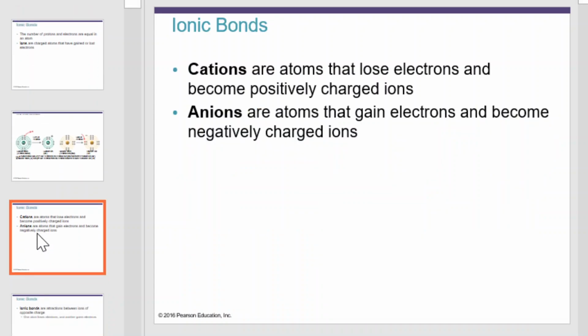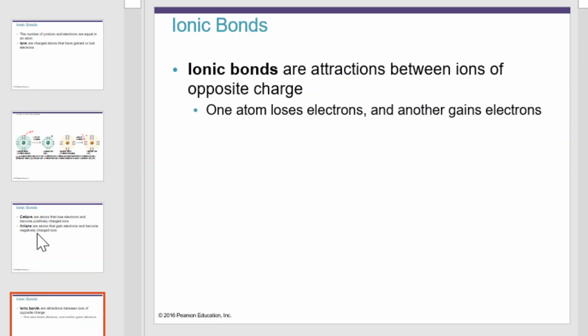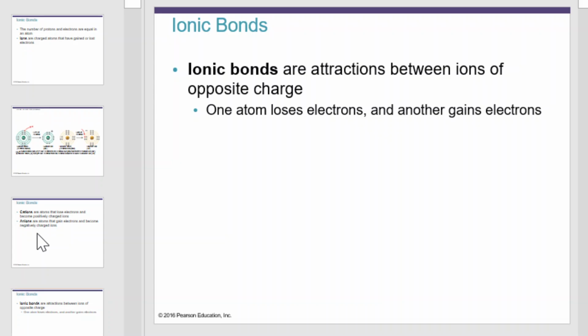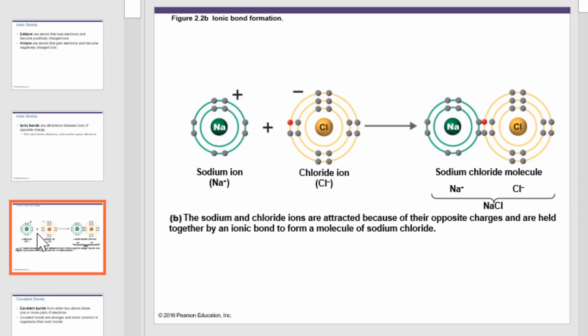Cations are atoms that lose electrons and become positively charged ions. Anions are atoms that gain electrons and become negatively charged ions. Ionic bonds are attractions between ions of opposite charges. One atom loses electrons and another gains. Here illustrated again is the connection between sodium and chlorine, forming sodium chloride, or table salt.